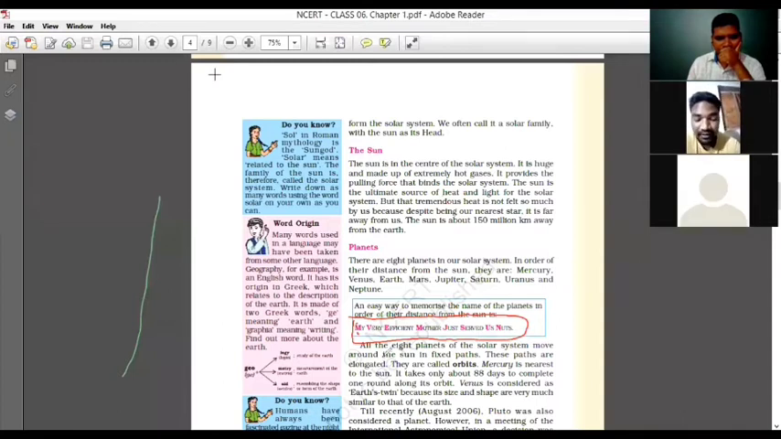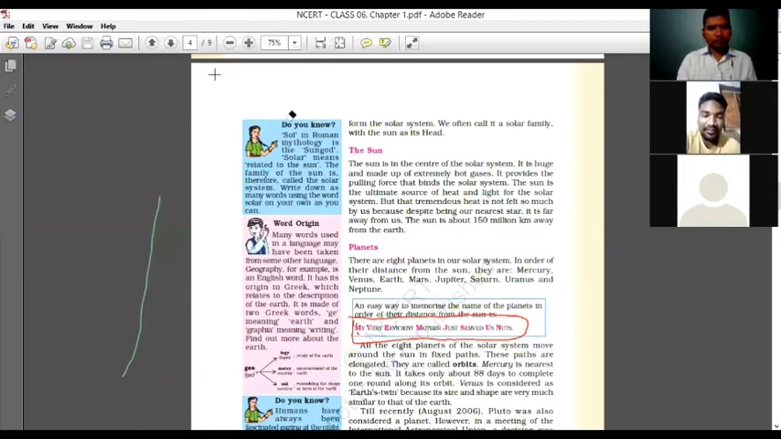So my very efficient mother: M-E-M, Mercury, Venus, Earth, Mars. Like this, we can remember the names of our planets. So you should note this down, note the sentence first, then highlight the first letter of the words, and you'll be able to memorize the names of the planets.